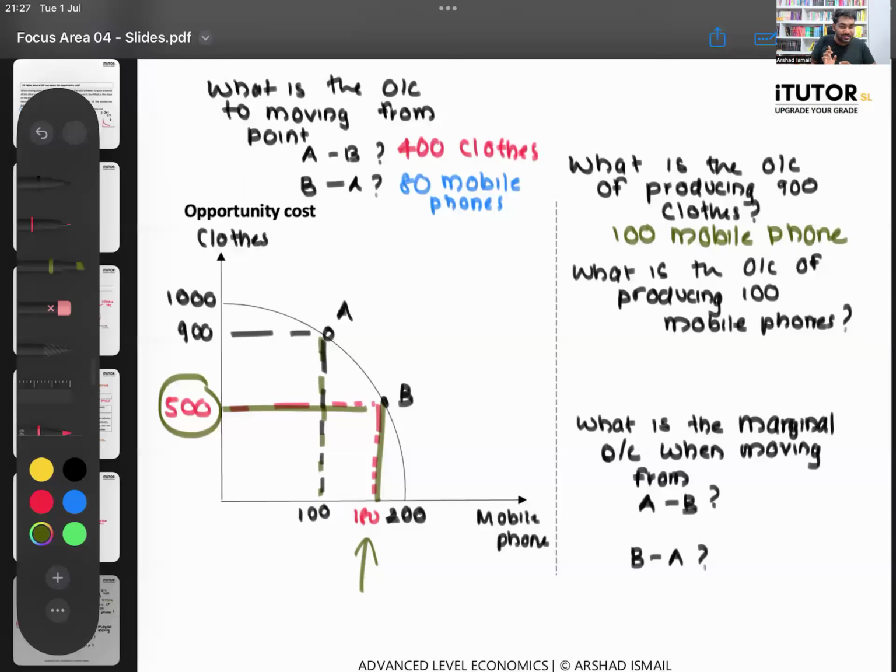That is the opportunity cost. You can't produce this small one. Then the answer would be 20 mobile phones. Got it? That has to be how you learn to read it. Can you give me the answer for the next one?